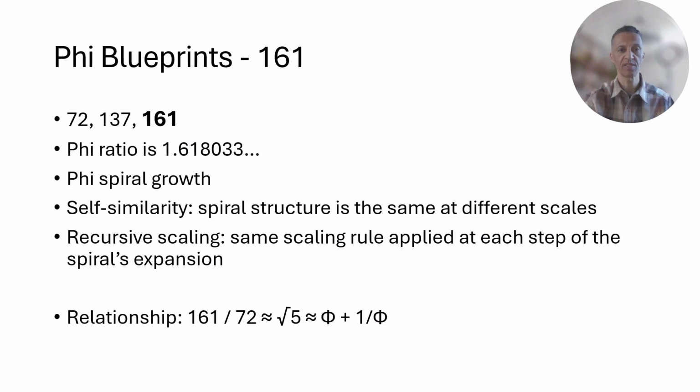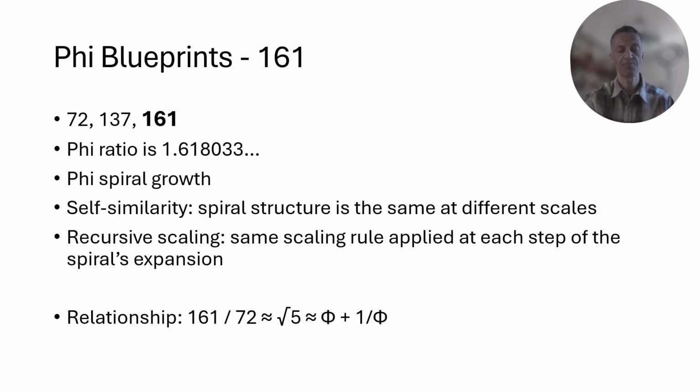Lastly, we have the blueprint 161. Now the Phi ratio, which is a ratio between adjacent segments or adjacent numbers in these Phi series, is equal to approximately 1.618033. In this case, the 161 is the energetic signature of that Phi ratio. It represents spiral growth, and spiral growth is all about self-symmetry, which is the same spiral structure at different scales. So you have recursive scaling, basically. The same scaling rule is applied at each step of the spiral's expansion.